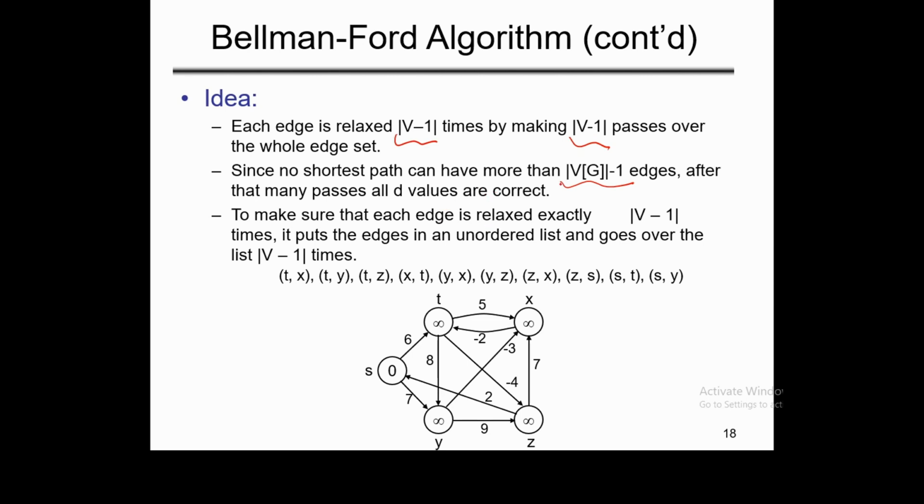We will check this number of times. So to make sure that each edge is relaxed exactly mod of v minus 1 time, put the edges in an unordered list and go over it mod of v minus 1 time. So this is the edge list for this particular graph. अब हम क्या करेंगे, इसको mod of v minus 1 time relax करेंगे. So you can see here we are having total 5 vertices, means we will do the relaxation 4 times.